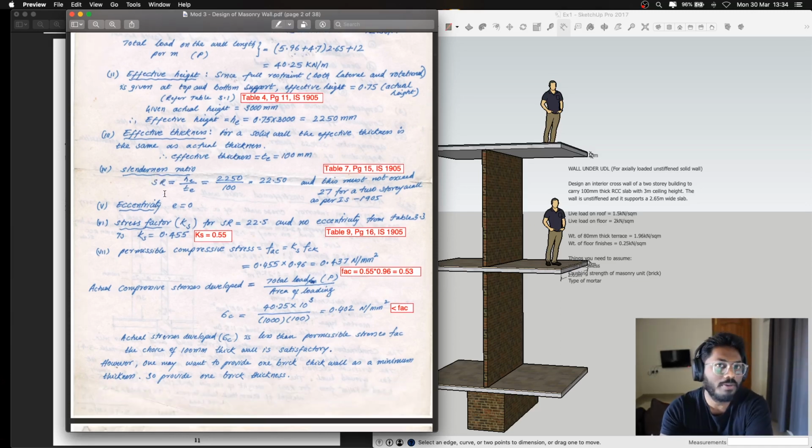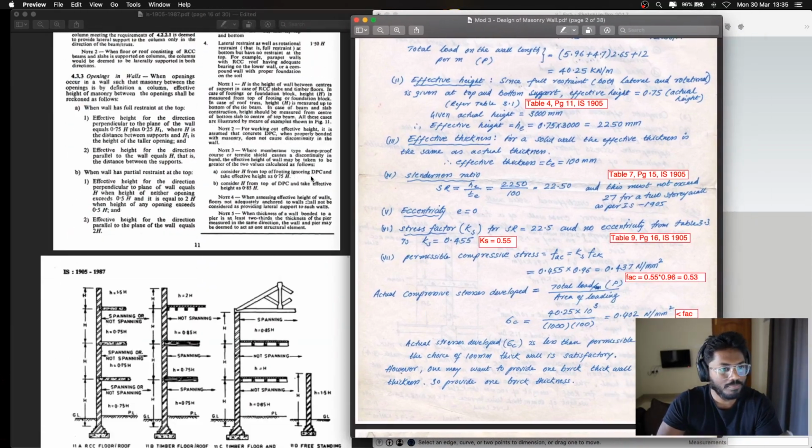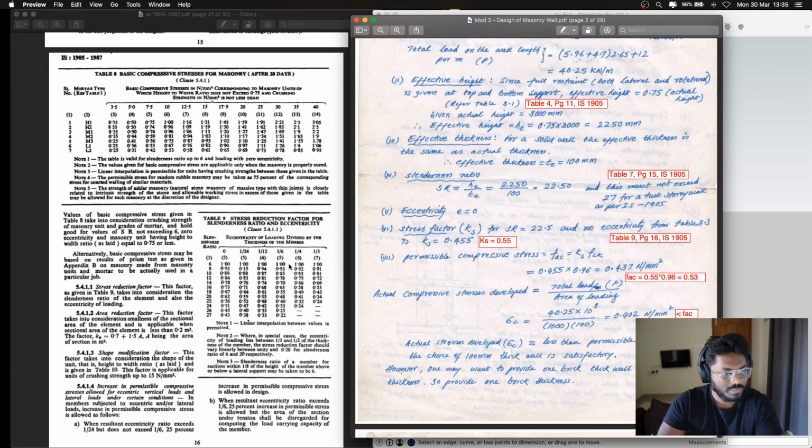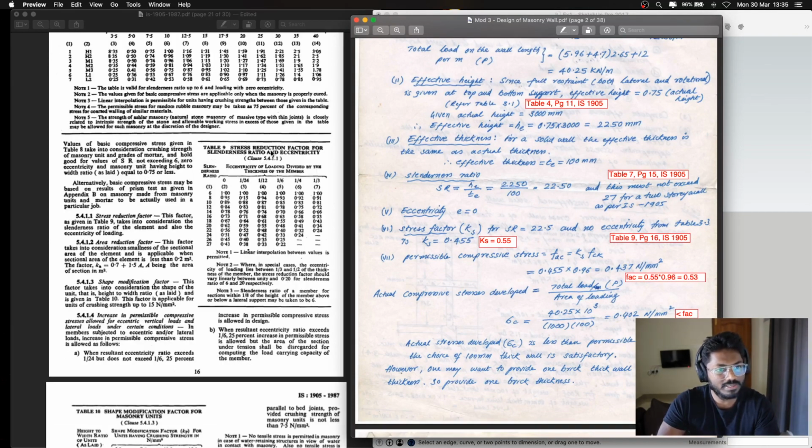Moving on, the slenderness ratio. The idea of effective height or effective length is to ultimately get the slenderness ratio of that particular wall. Slenderness ratio is nothing but the effective height by effective thickness, 2250 by 100, which gives you 22.5. This must not exceed 27 for a two-storied wall as per IS 1905. This means that if you come back to your table, in table 9, as you can see, the stress reduction factor for slenderness ratio and eccentricity, the slenderness ratio is maxed out at 27.